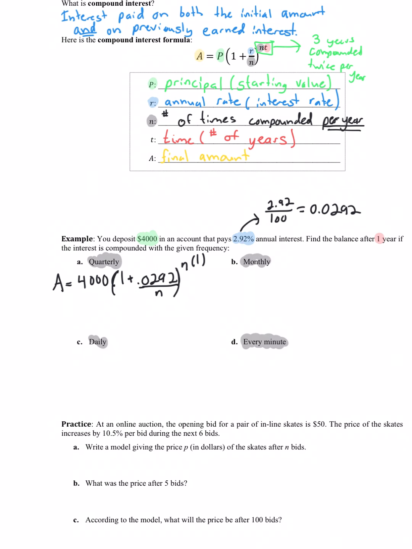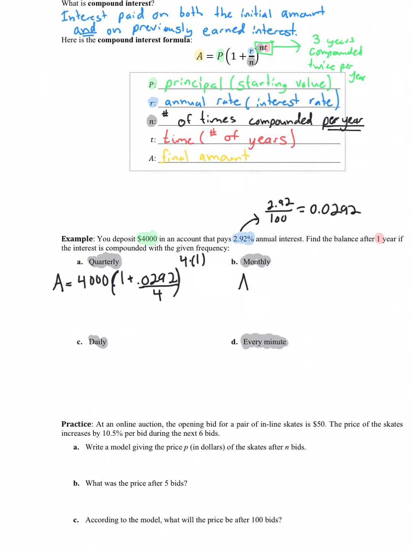Quarterly, like what does quarter mean? Think about how many quarters are in a dollar. 4, right? 4 quarters in a dollar. So the same thing happens in finance. A lot of you are going to work for companies where all the financial decisions are made by the quarter. So the year is broken up into 4 financial quarters, which is pretty typical. So you would change the n to a 4.